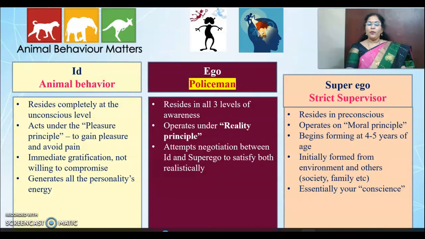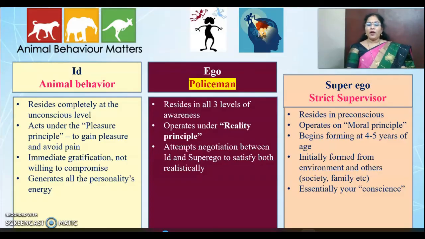So here ego will relate to negotiation. It will say that, okay, nothing wrong in this. All are doing, so let me also do that. And it tries to satisfy both the id and superego realistically. Superego is just like a strict supervisor. It will be residing in the pre-conscious mind, and it operates on the morality principle.